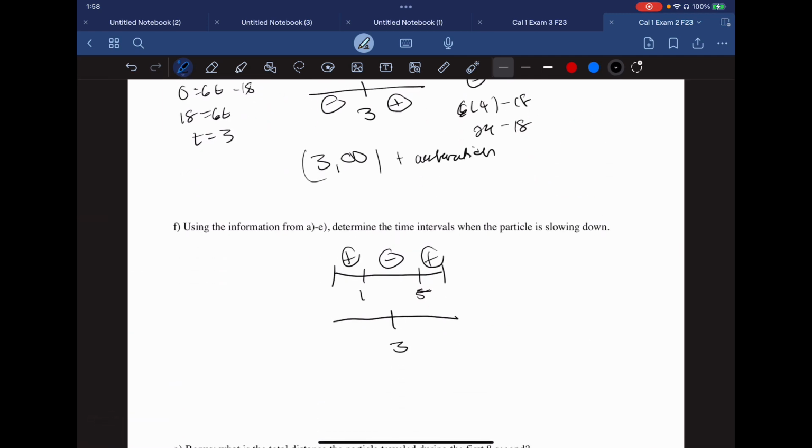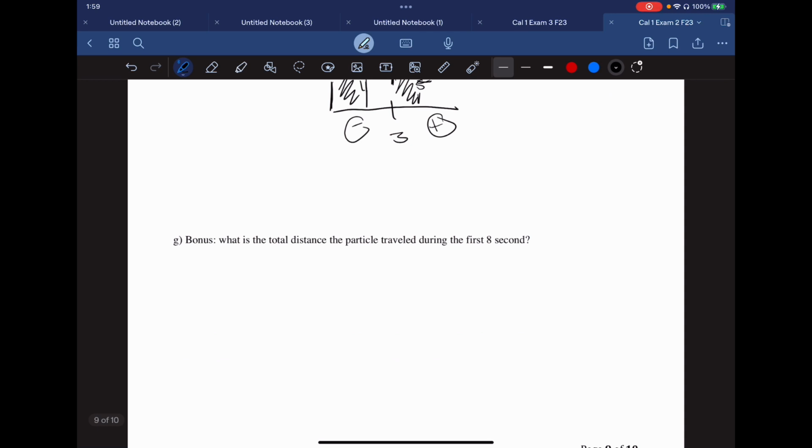And then it's going to be decreasing here and increasing here. So when the sign isn't matching, that means that it's going to be slowing down. So from here to here, and from here to here is when the signs aren't going to be matching. So the intervals on when the sign is going to be matching is from 0 to 1 and from 3 to 5.